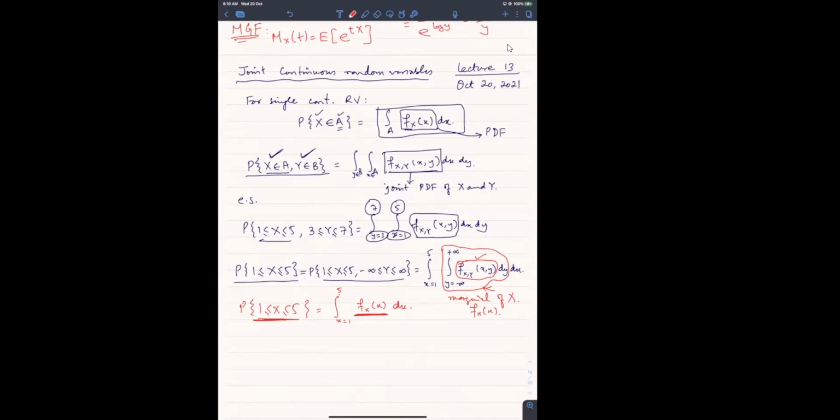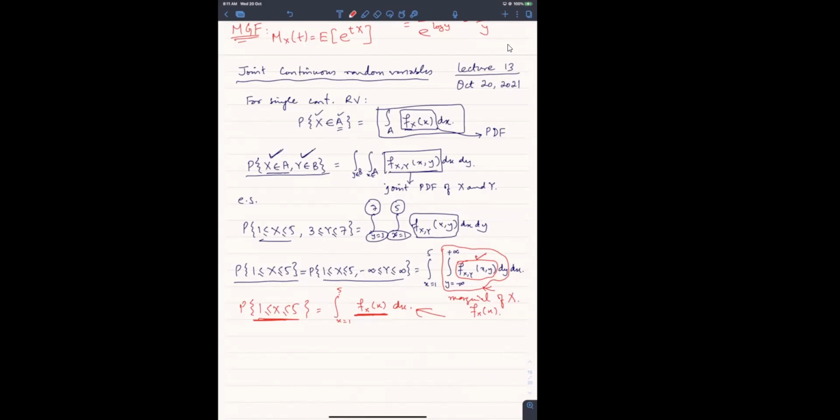So if you are given the marginal of x, you can use this. If you are not given the marginal of x, you can always find it by integrating y out of the joint. If the joint is given, integrate y out from minus infinity to plus infinity, and you will be left with the marginal of x. If you integrate out x, then you will be left with the marginal of y, of course.